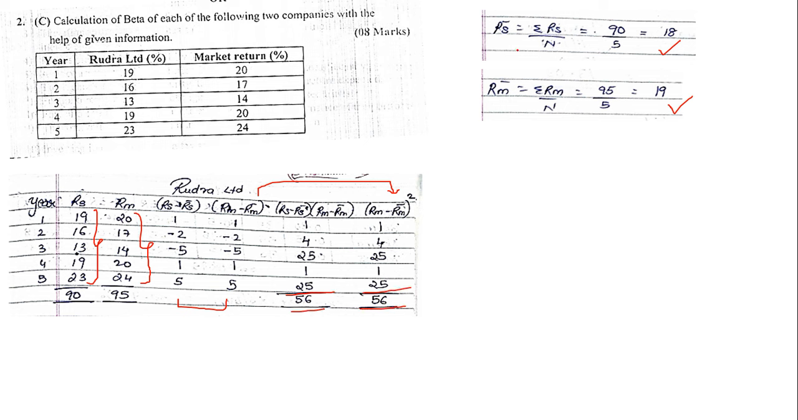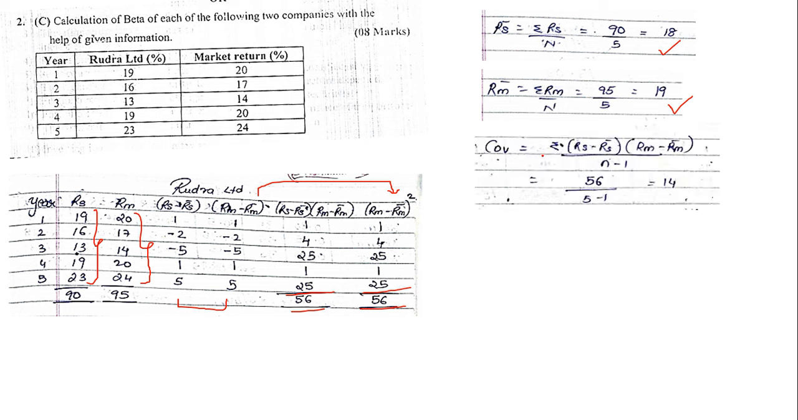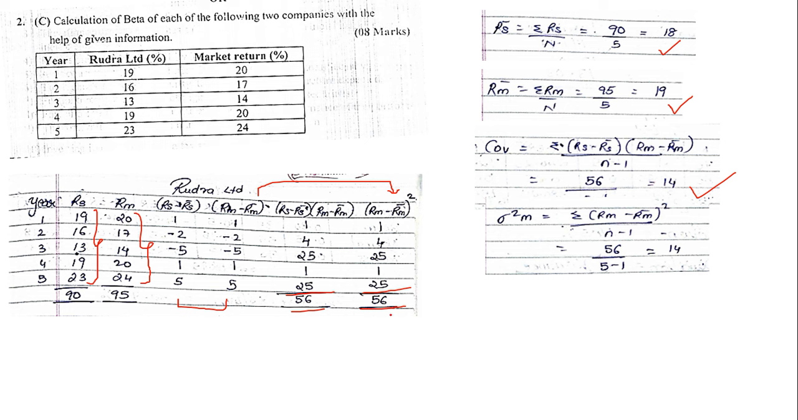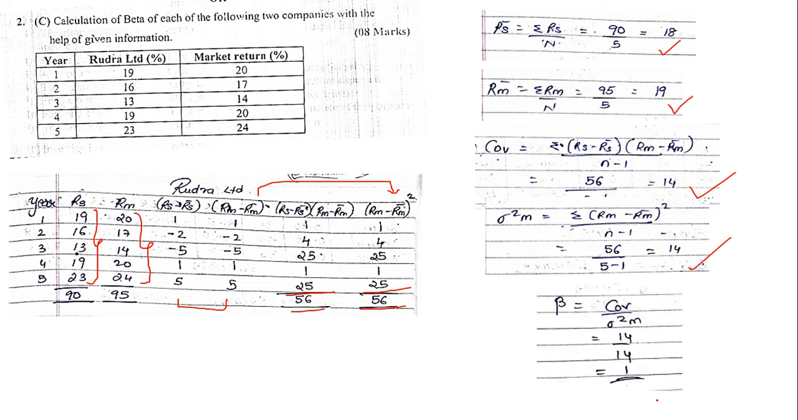Once this table is done, we start with the very first formula, that is covariance. Covariance is nothing but the second last column total divided by n minus 1, so 56 divided by 5 minus 1, so 56 divided by 4, we get the value as 14. Then we need to find the standard deviation squared of the market, that will be the last column divided by n minus 1. So 56 divided by 4, which again comes to 14. Lastly, beta is equal to covariance upon standard deviation squared of the market, 14 divided by 14, so the beta is 1. Therefore, the beta of Rudra Limited is 1.